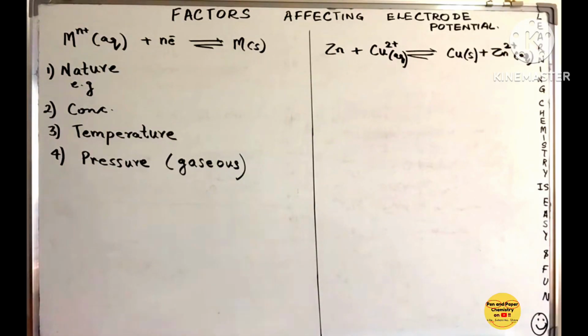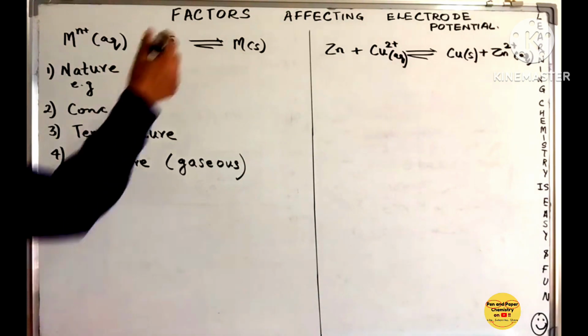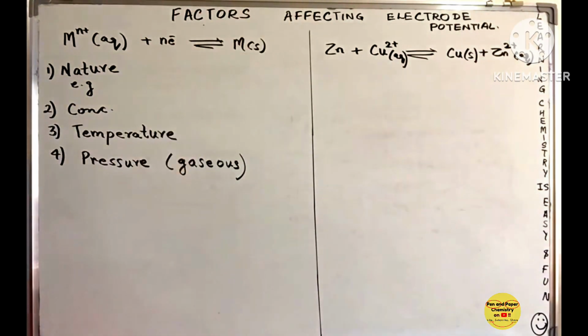Continuing with our topic on electrochemistry, the next heading that we are taking up now is factors affecting electrode potential. We need to remember that whenever we talk about electrode potential, we are talking in terms of reduction potential. As in the earlier video I had told, the general rule is that we talk about reduction reaction and the reduction potential as the standard value when talking about electrode potential.